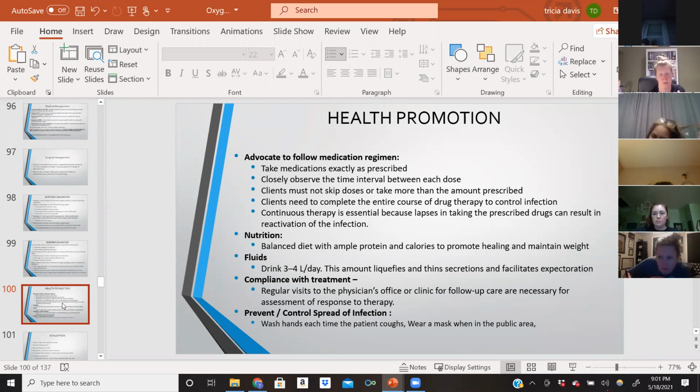And then we obviously want to prevent and control the spread of that infection. So we want to teach the patient how to do that. Wash the hands each time they cough. Wear a mask in a public area. Throw your tissues away. Cover your cough. All that good stuff.